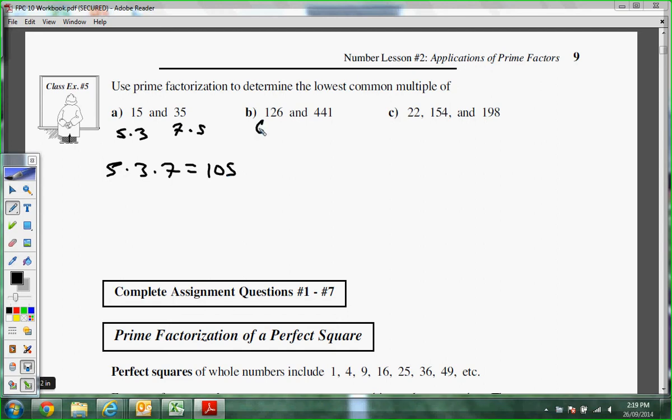126, I'll go 63 and 2, and then 7 and 9, and 3 and 3. 441, 3 and 147. 3 and 49, 7 and 7. Okay, so let's go for the first one. I have a 2, a 7, a 9, and a 3 and a 3. 2, 7, 9, 3 and 3.